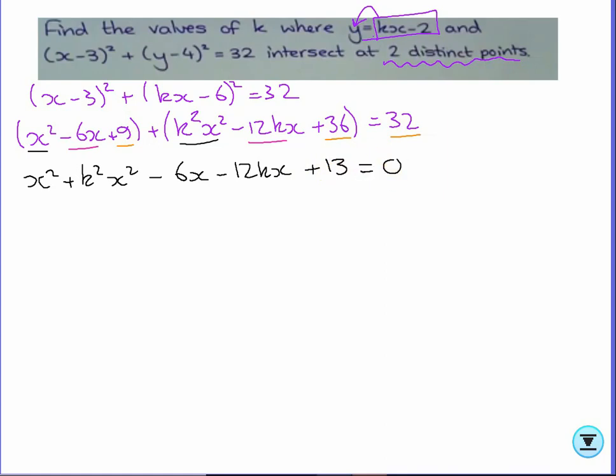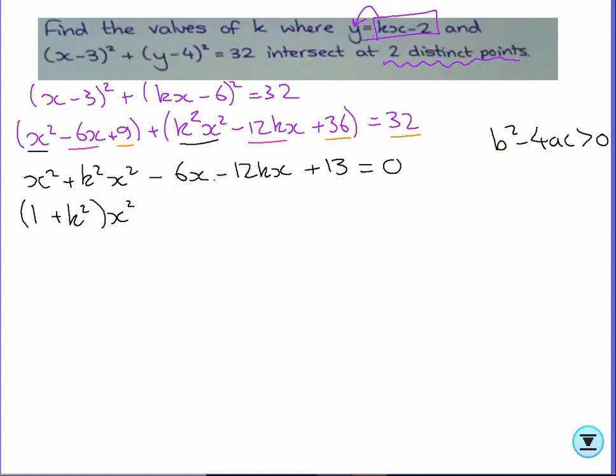Okay, so everything's on one side, but it's not very pretty, is it? The discriminant is b squared minus 4ac, and because it's two distinct points, we're going to go greater than. We can't use that until it's in that form. You can see here I've got two x squared terms, so it needs to just be 1. So let's factorise, but this time I'm going to put x squared at the end just to highlight the coefficient of x squared. I think you'd agree it would be 1 plus k squared.